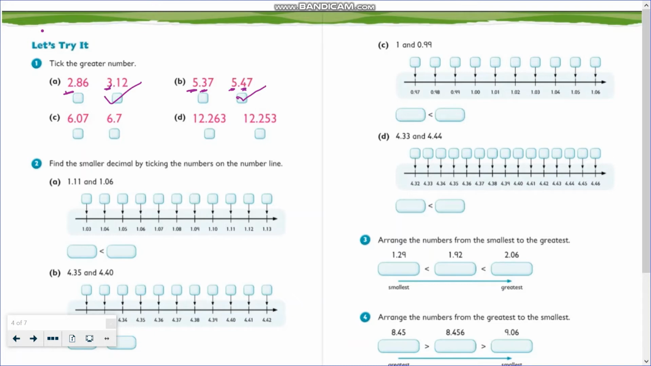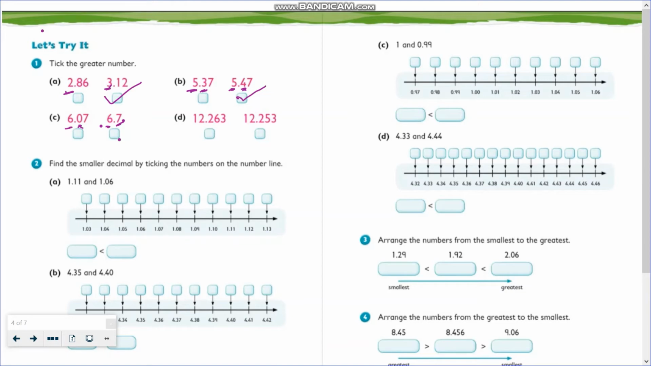Now for letter C, compare 6.07 and 6.7. So both whole number parts are the same. Now let's go to the tenths. Here the tenths is 0, while here the tenths is 7. So which one is greater? Is it 6.07 or 6.7? So just put the tick in your answer.